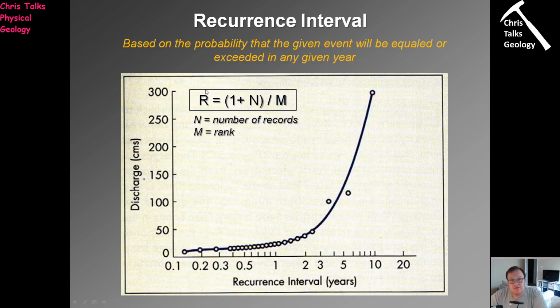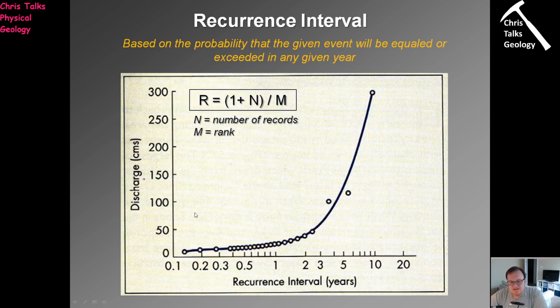So how do we work out the recurrence interval? Well, the recurrence interval R is 1 plus n, where n is the number of records. So if you've got 30 pieces of data, n is 30. If you have 20 pieces of data, n is 20. So 1 plus n, and then you divide that number by m, and m is the rank. The biggest flood will be ranked 1, and if you have 30 pieces of data, the smallest flood will be ranked 30.